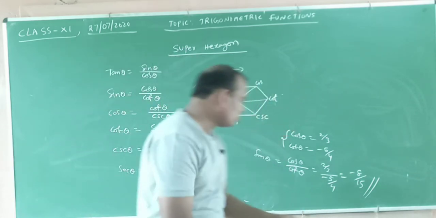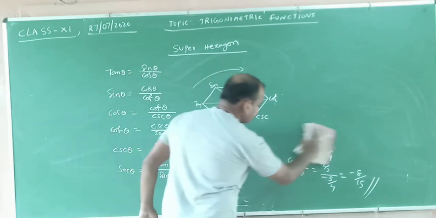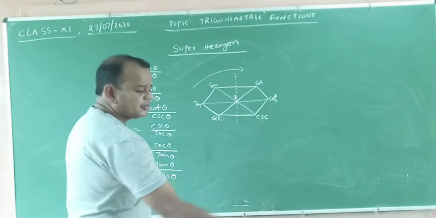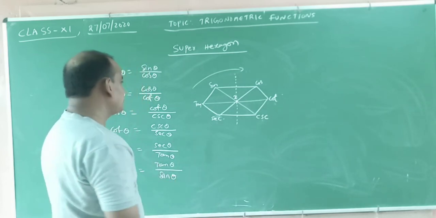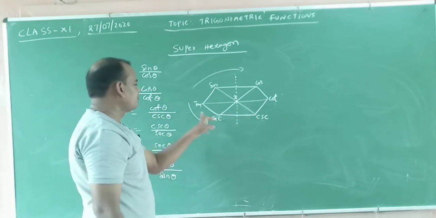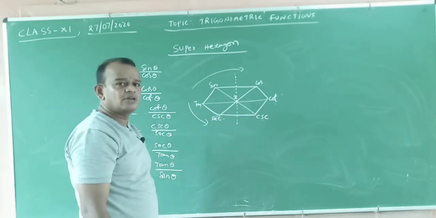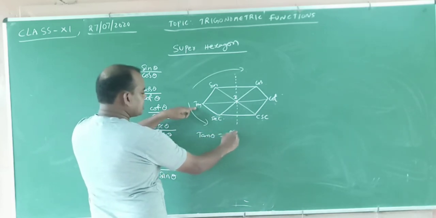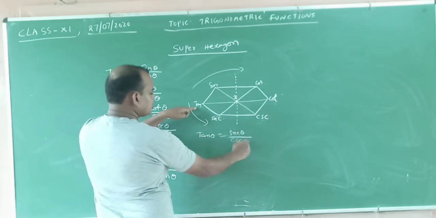Okay. Now this is the clockwise situation. Now we write the anti-clockwise situation. What happened? Anti-clockwise means in this way. First of all, you can take these three from here: tan, secant, cosecant. Now tan theta is equal, same way. Tan theta equals what? Secant theta by cosecant theta.